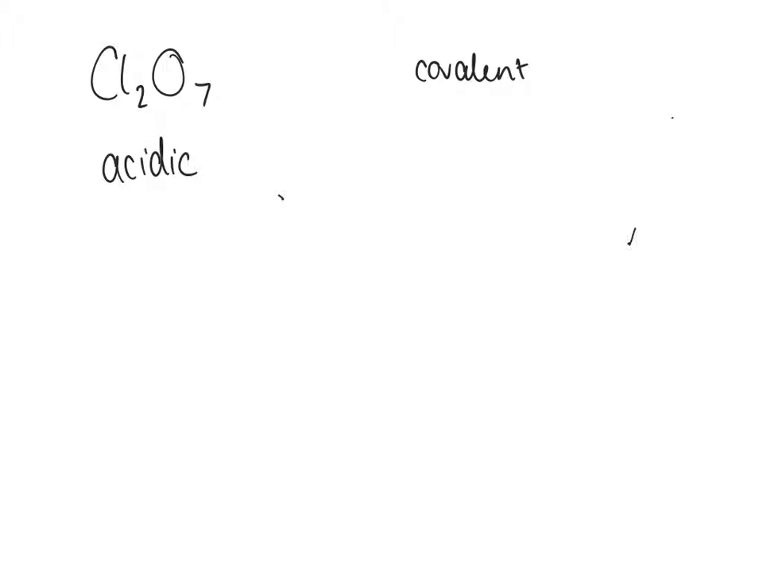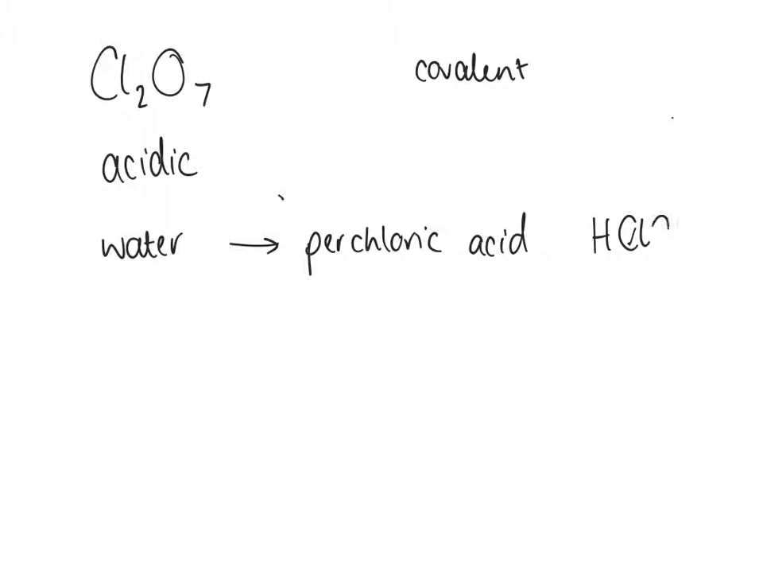Yeah, great. Okay, what about its reaction with water? What does it produce? Chloric acid. Yeah, or perchloric acid. What's the formula of perchloric acid? HClO4. Good. And now, because it's acidic, it's going to react with alkalis.